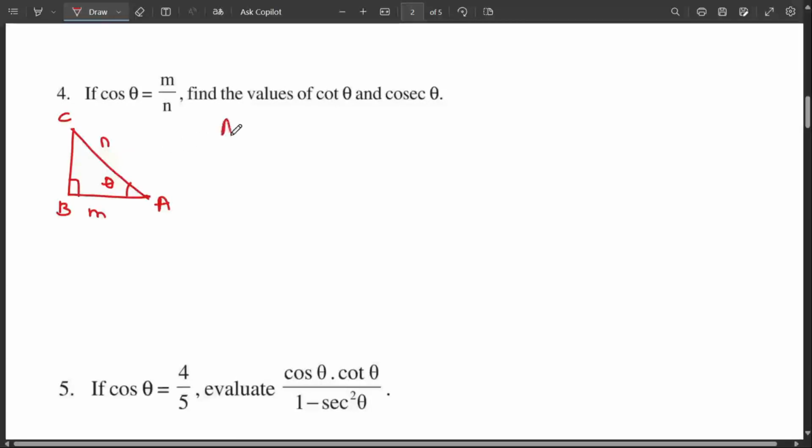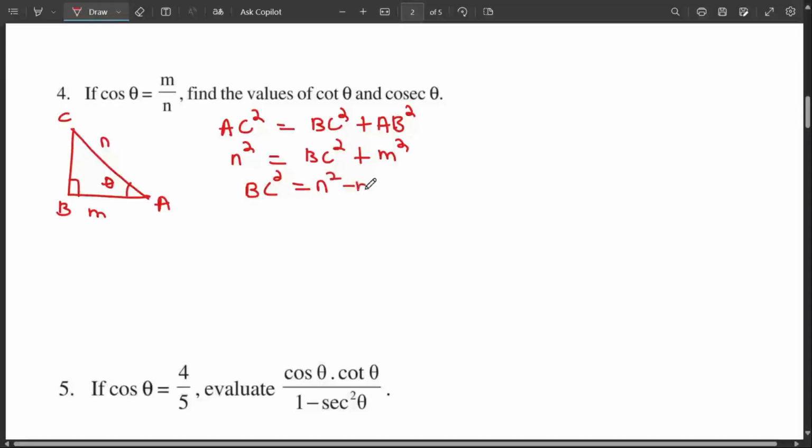So in order to find out the side length BC, once again we will be making use of Pythagoras theorem. So AC square is equal to BC square plus AB square. So what is AC equal to? AC is equal to n. So n square is equal to BC square plus AB is equal to m, so m square. So BC square is equal to n square minus m square. So BC will be equal to square root of n square minus m square.